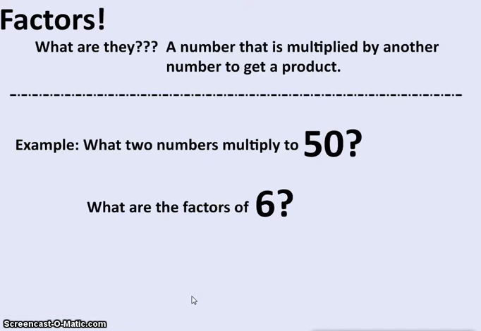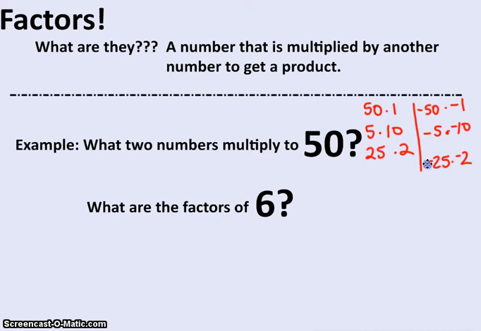So let's talk a little bit more about factors. Well, what are they? Factors are a set of two numbers that can be multiplied into a bigger number. So, for example, what two numbers multiply to 50? Well, there are several examples. 50 times 1, that's a set of factors there. 5 times 10 is another example. 25 times 2. And then you also have a set of negatives. Negative 50 times negative 1. Negative 5 times negative 10. That's a multiplication symbol there. And negative 25 times negative 2, because remember, two negatives multiply to a positive 50.